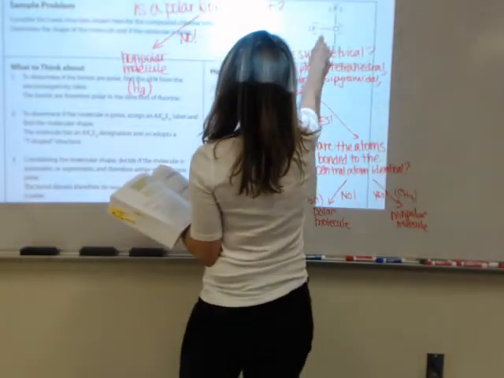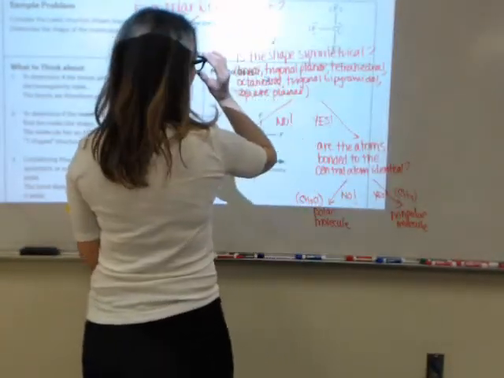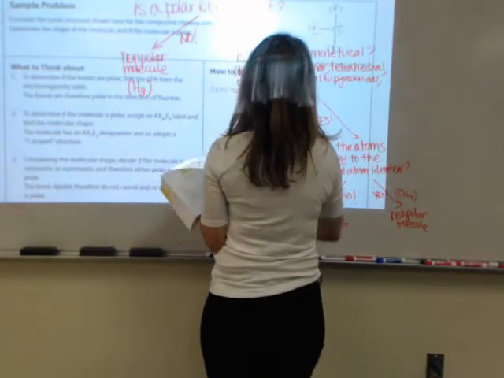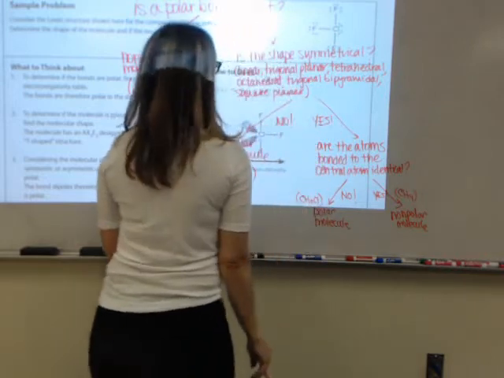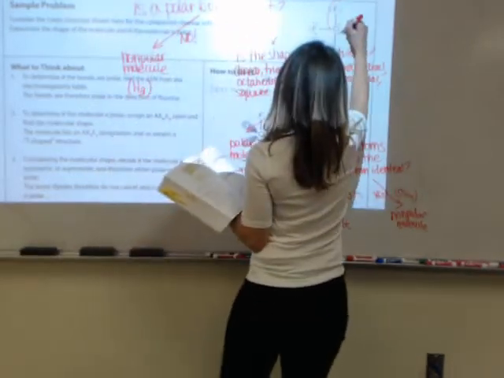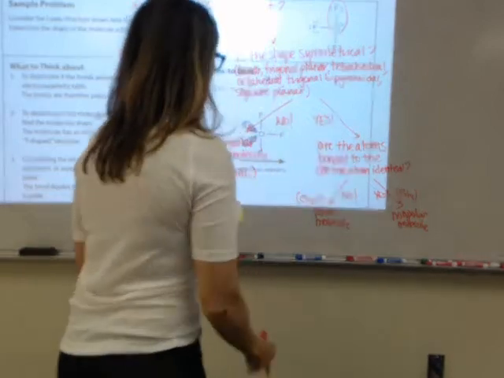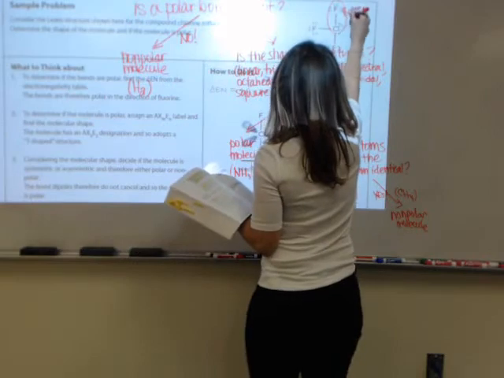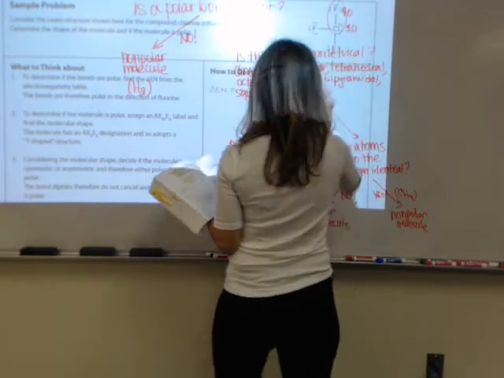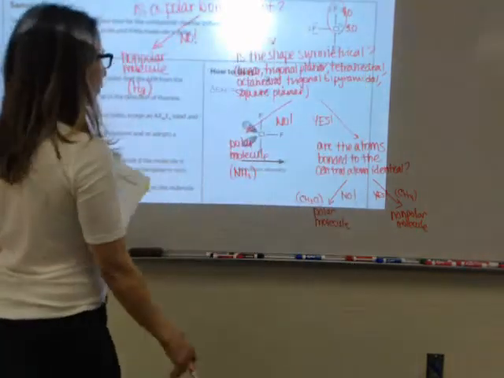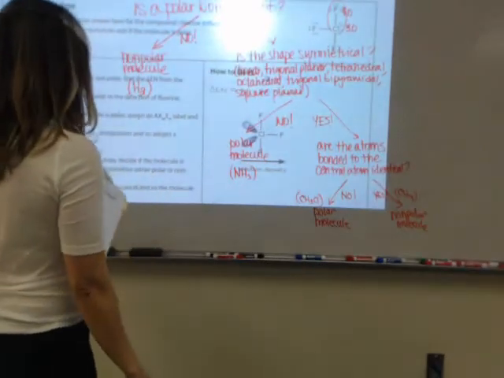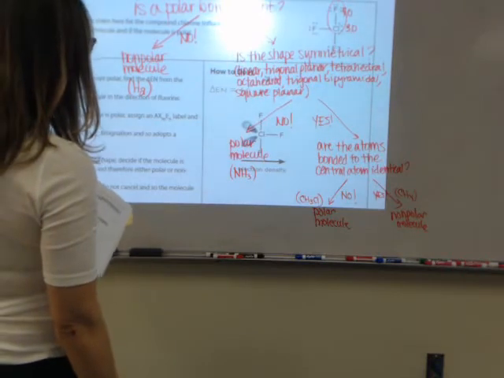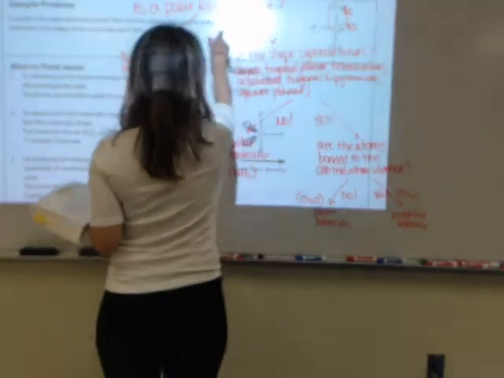Here's the Lewis structure for chlorine trifluoride. We need to figure out the shape and if it's polar. This is AX3E2, okay? Now the difference in electronegativity between chlorine and fluorine is 1.0 because fluorine is 4.0 and chlorine is 3.0. So the positive difference between them is 1.0. So that means that we have a polar bond. So I have a polar bond present.